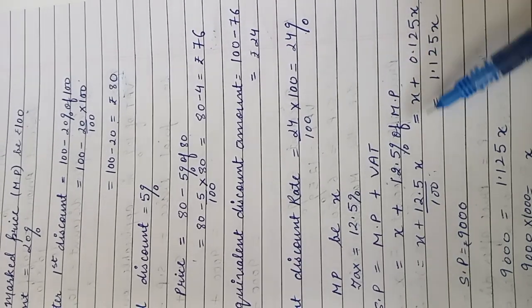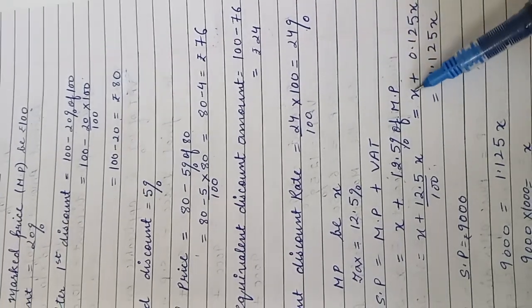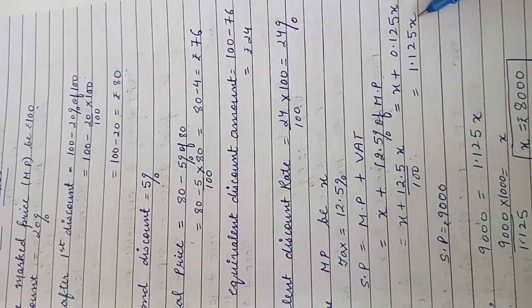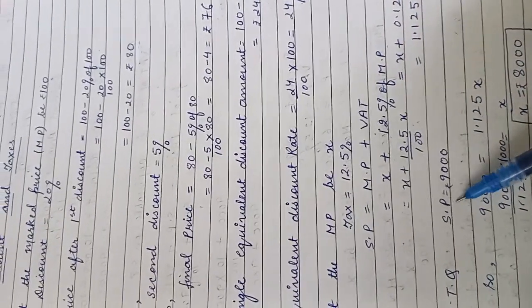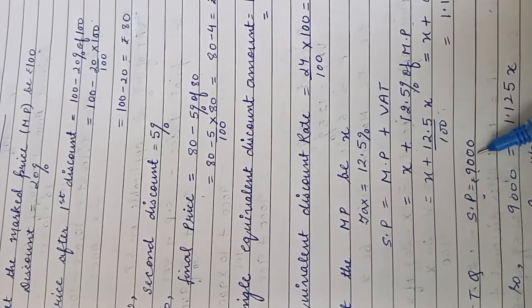0.125x. When we add them, because they are like terms, x and x, so we will add them. This will be 1.125x. Now we have the selling price. Yes, they have given us. What was that? The 9,000 rupees.